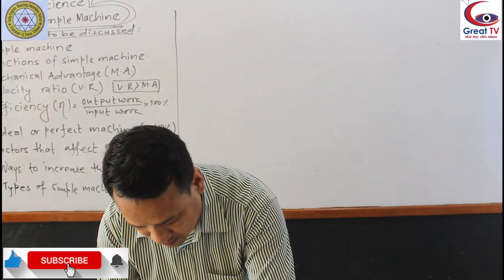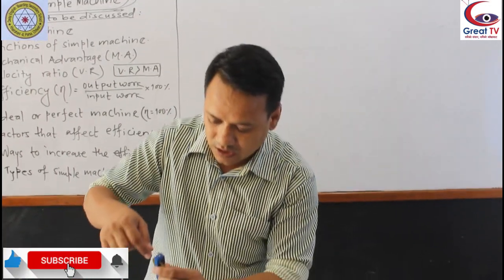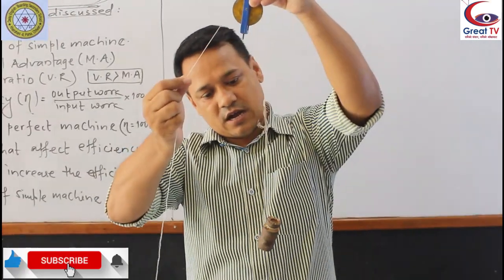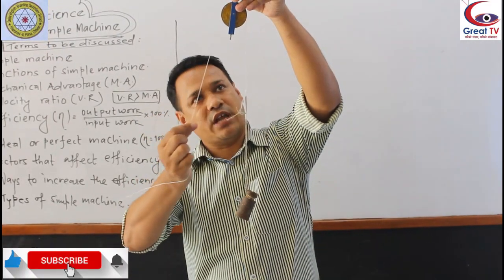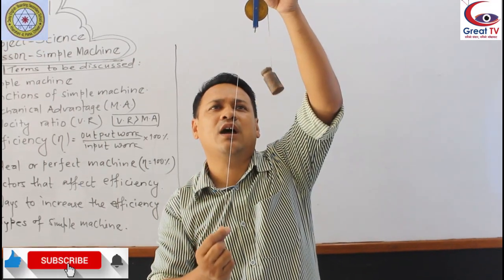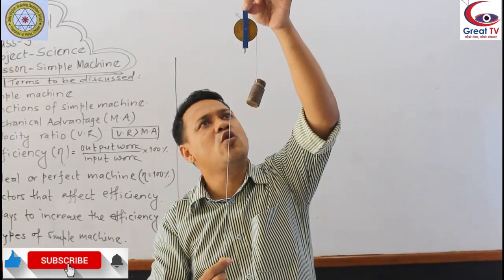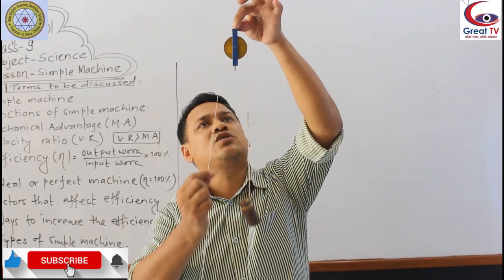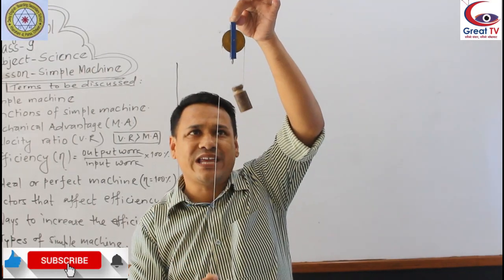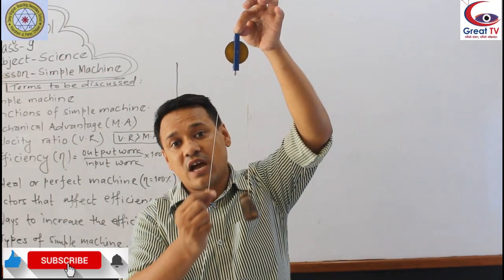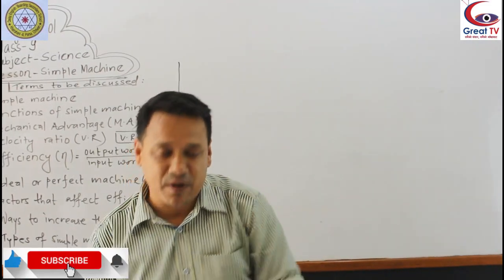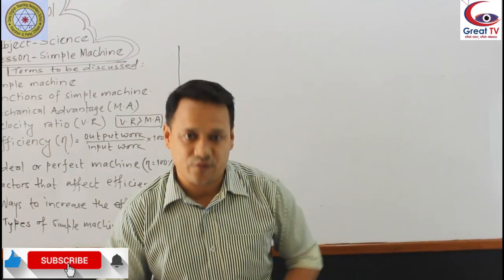Here also I have an activity. It's a single fixed pulley. I have hung a load with the help of threads. Look here. To lift this load, I can apply the effort downward. When I apply the effort downward, the load lifts upward. So it changes the direction of the applied force. To lift the load upward, we can use the effort in the downward direction. A simple machine can change the direction of the applied force.